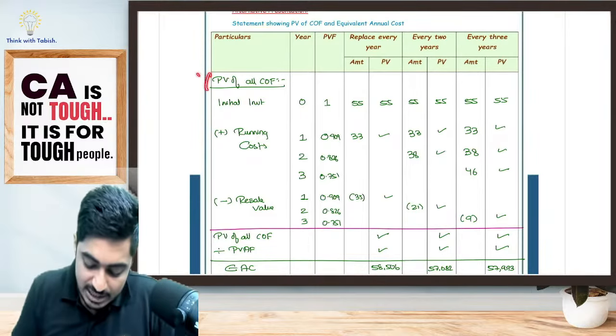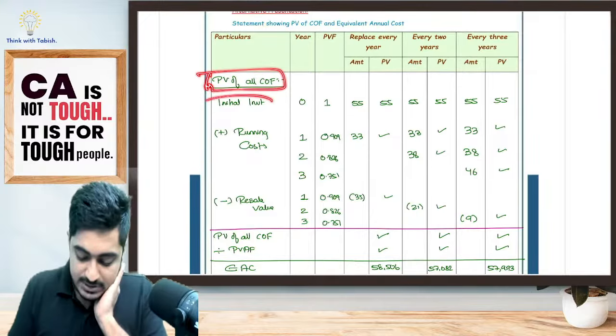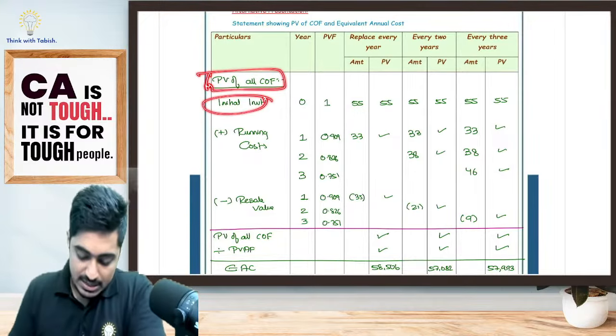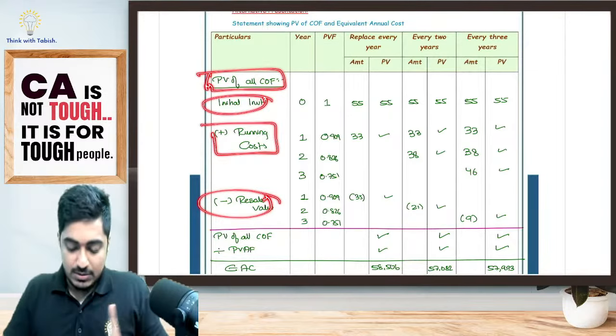Yes, first I will calculate the present value of all cash outflow. What all cash am I incurring? First, the initial investment I am paying. Okay. Running cost I am paying. Okay. Resale value I am getting.